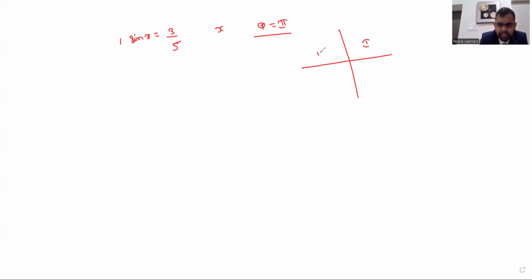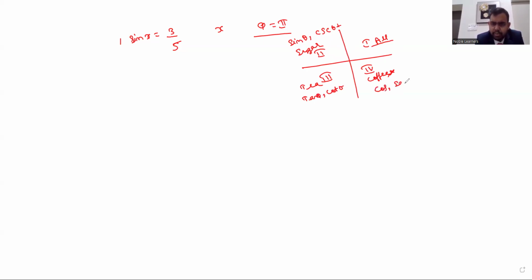This is the first quadrant, this is the second quadrant, this is the third one, this is the fourth one. So All Sugar Tea Coffee is the formula you have to understand. In the first quadrant, everything is positive. In the second quadrant, sine is positive and the reciprocal of sine, cosecant, is positive. In the third quadrant, tangent is positive and its reciprocal cotangent is positive. And in the fourth quadrant, cosine is positive and its reciprocal secant is positive. This is the concept you have to understand.